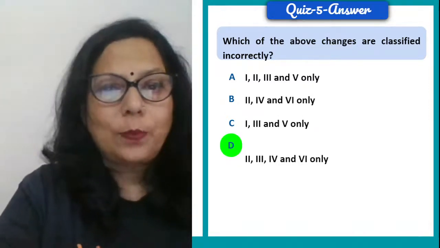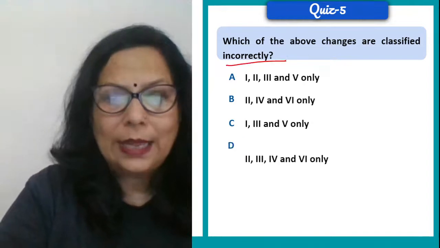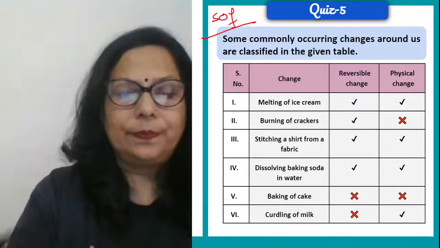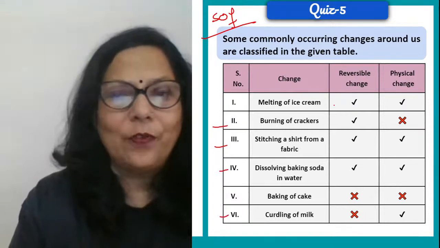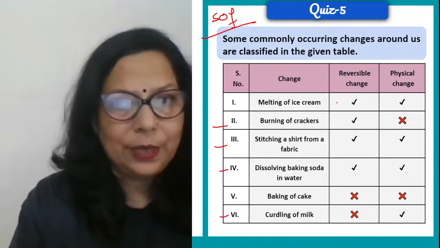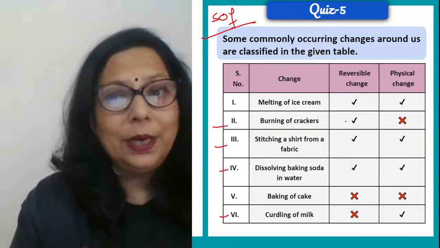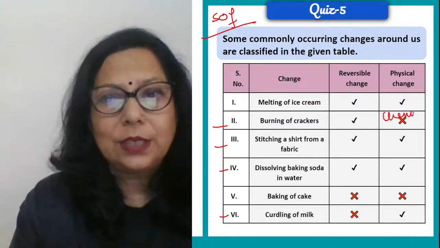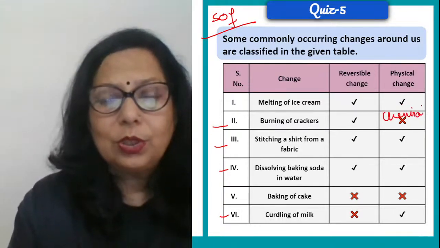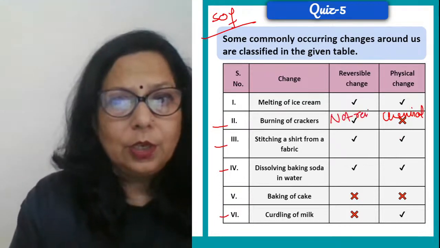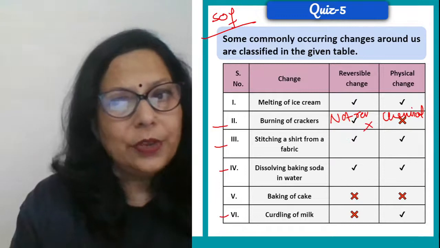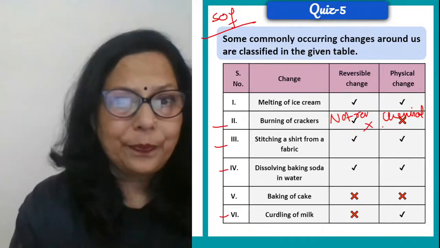See, children, it's option D, second, third, fourth, and sixth. Now let's go back. Melting of ice cream, it is correct. Reversible भी है और physical भी है. Burning of crackers, it's a chemical change. So this was correct, but क्या ये reversible and not reversible? So it should have been crossed. ये chemical change है तो ये ठीक लिखा है.